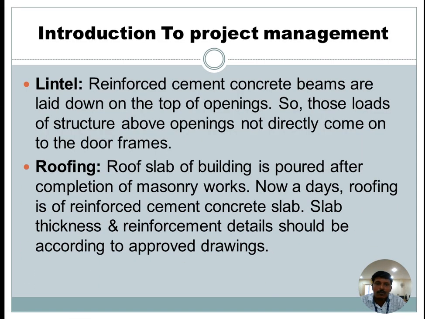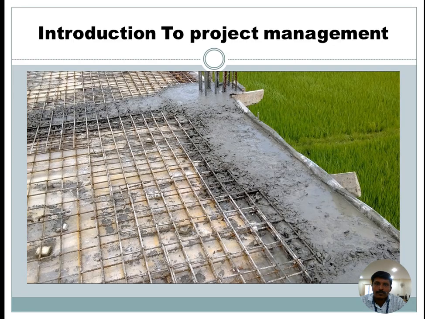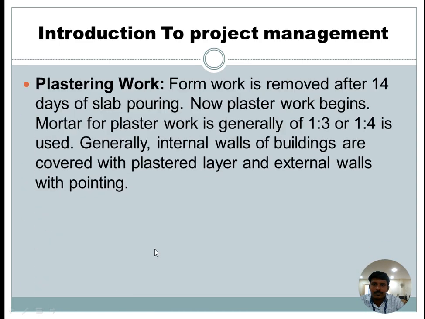Then roofing. The roof slab of the building is poured after completion of masonry work. Nowadays, roofing is of reinforced cement concrete slab. Slab thickness and reinforcement details should be according to approved drawings. This is the reinforcement bars for a one-way slab. After completion of the reinforcement bar placing according to the design specifications, concrete is poured on the reinforcement bars.